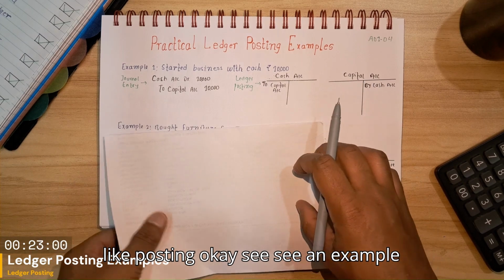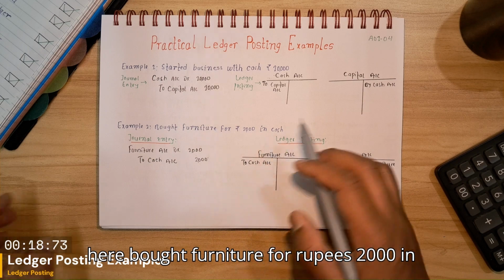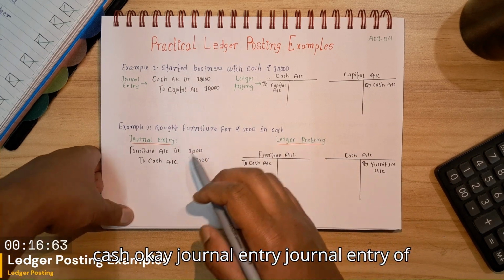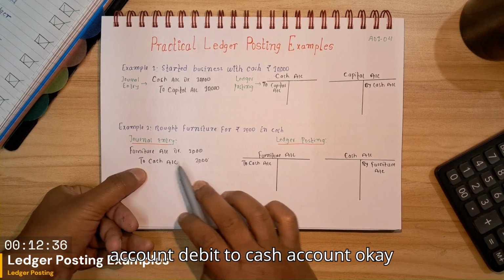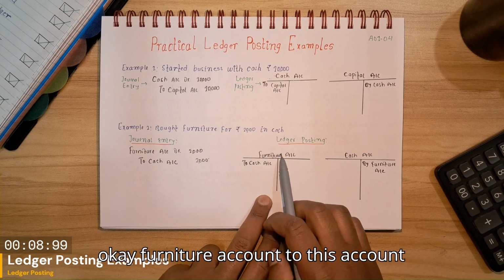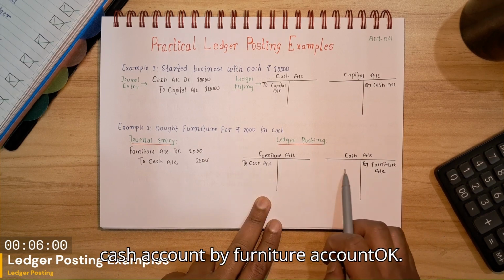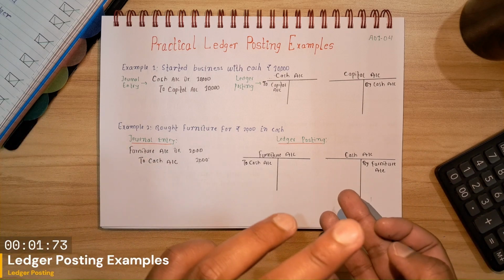See another example. Here, bought furniture for rupees 2,000 in cash. The journal entry of this transaction will be furniture account debit to cash account. And the ledger posting will be like this: furniture account to cash account, and by furniture account on the opposite side.